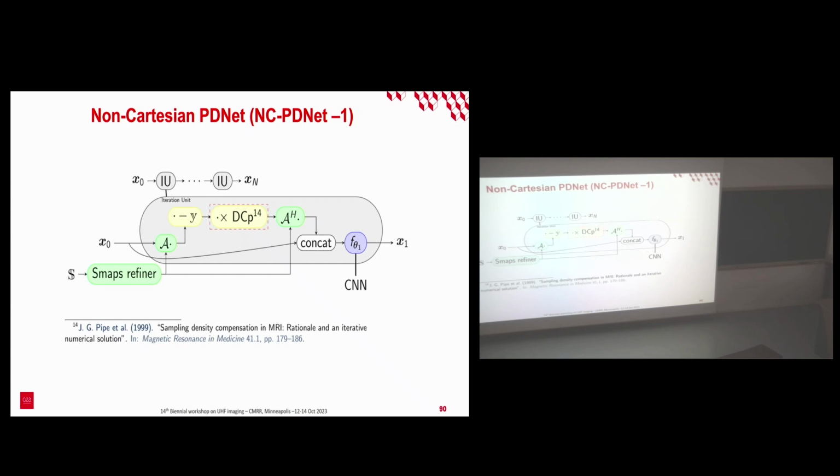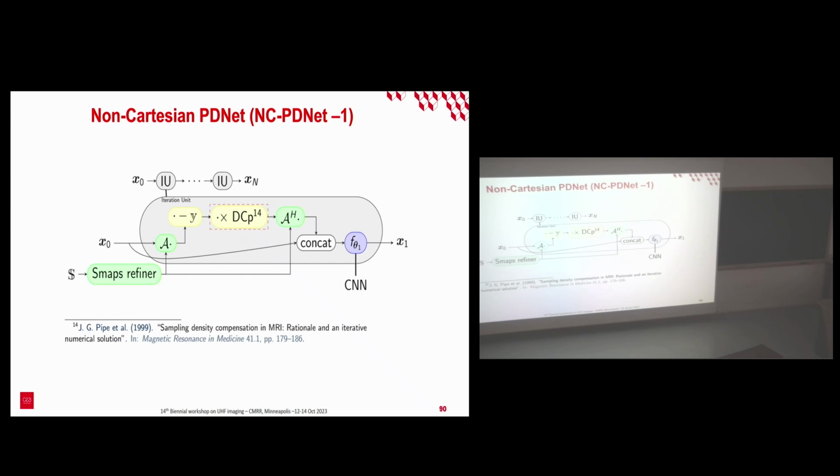And the density compensation mechanism is something known from the late 90s. It was originally introduced by Pipe and colleagues when they started non-Cartesian imaging, to realize that if you collect more information, more samples in the center of k-space, at the reconstruction stage you should basically downweight this information in comparison with the high frequencies, because they are more numerous. So you should restore somehow a balance between the low frequency information and the high frequency information.